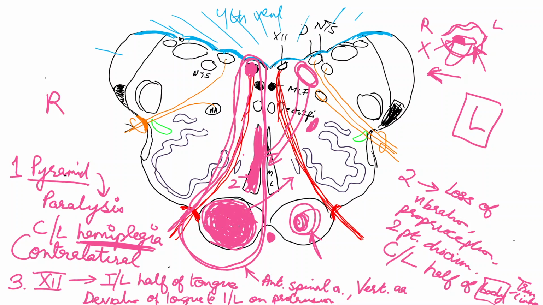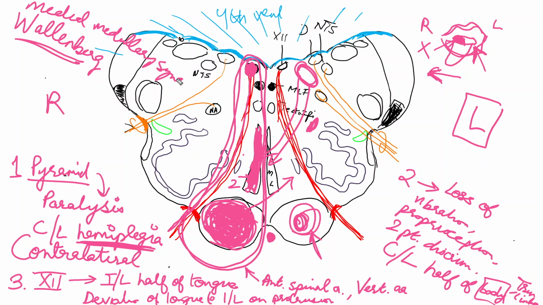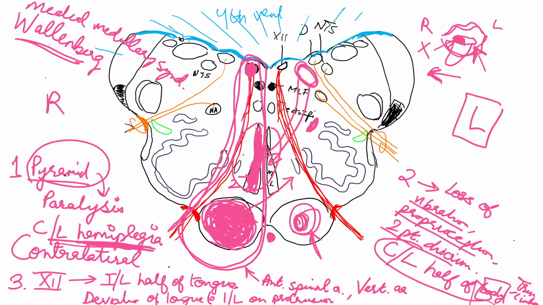So these three are the features of medial medullary syndrome, which is also called as the medial medullary syndrome of Wallenberg. So contralateral hemiplegia because of involvement of pyramid, loss of vibration, proprioception, 2-point discrimination from contralateral half of body because of involvement of medial lemniscus, and then there is paralysis of ipsilateral half of tongue and deviation of the tongue to ipsilateral side on protrusion because of involvement of hypoglossal nucleus.